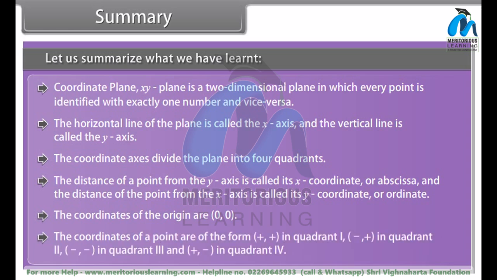The coordinates of a point are of the form (plus, plus) in quadrant 1, (minus, plus) in quadrant 2, (minus, minus) in quadrant 3, and (plus, minus) in quadrant 4.